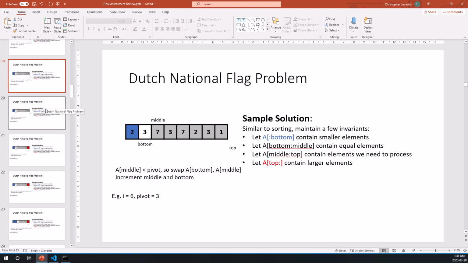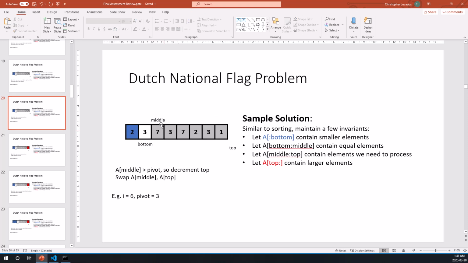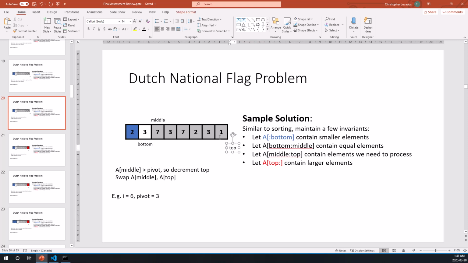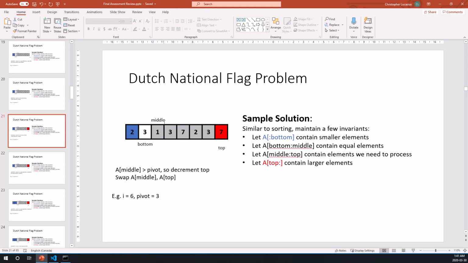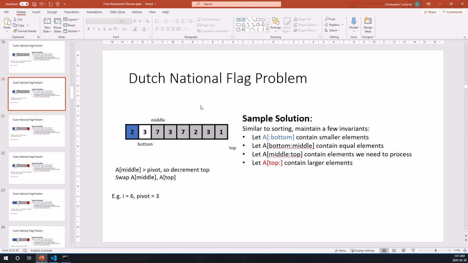Okay. Next, I'm going to note that the next guy, A of middle, is larger than the pivot. So that means what I would do here is I'm going to now decrement top so that I can now replace the new top index with an element that I just found to be larger than the pivot. So I'm going to decrement top, I'm going to set 1 to 7, and I'm just going to swap it. So this will become a 1 as such. I'm not going to increment middle because the element that's now at middle is still an unknown element because I have no idea what I just moved from all the way at the top here. So I'm going to keep middle where it is.